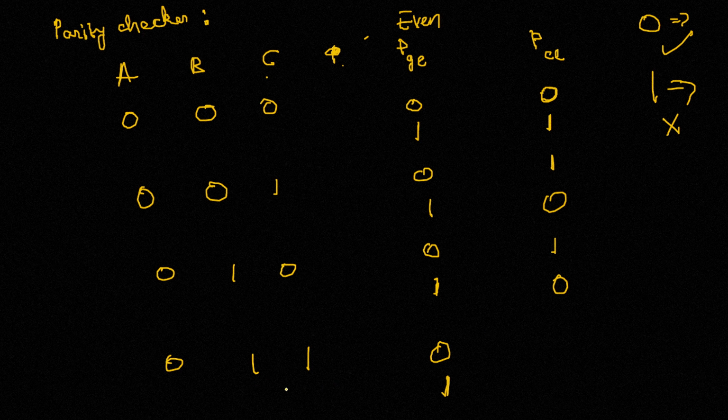Here you have an even number of ones, so 0 is correct and 1 is wrong. Here again, odd number of ones, so 0 is wrong and 1 is correct. Here, even number of ones, so 0 is correct and 1 is wrong. Even number of ones means 0 is correct, 1 is wrong. Odd number of ones means 0 is wrong and 1 is correct. Right, so this is the entire table for the parity generator.